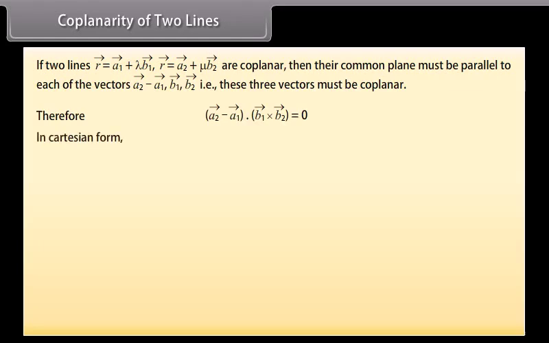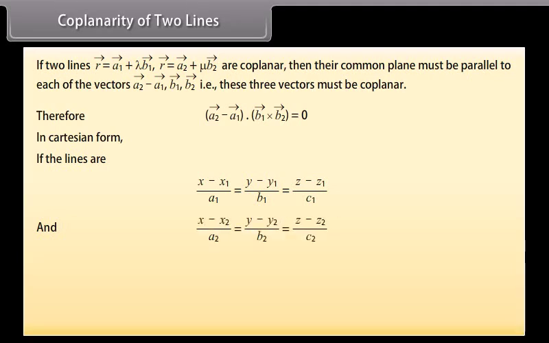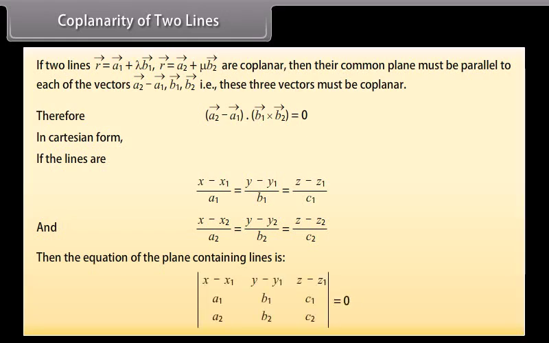In Cartesian form, if the lines are x minus x1 by a1 equals y minus y1 by b1 equals z minus z1 by c1 and x minus x2 by a2 equals y minus y2 by b2 equals z minus z2 by c2, then the equation of the plane containing lines is determinant row-wise. First row, x minus x1, y minus y1, z minus z1. Second row, a1, b1, c1. Third row, a2, b2, c2 equals 0.